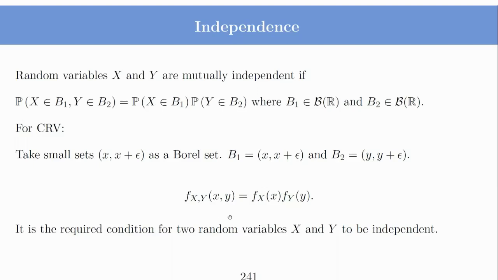So for continuous random variables, this is a necessary and sufficient condition. If you can prove that the joint PDF is the product of the individual PDFs, then these are independent. So you can try to prove that if this condition is true, then for every Borel set, this condition will also be true. That simply involves just the integration over the appropriate intervals.